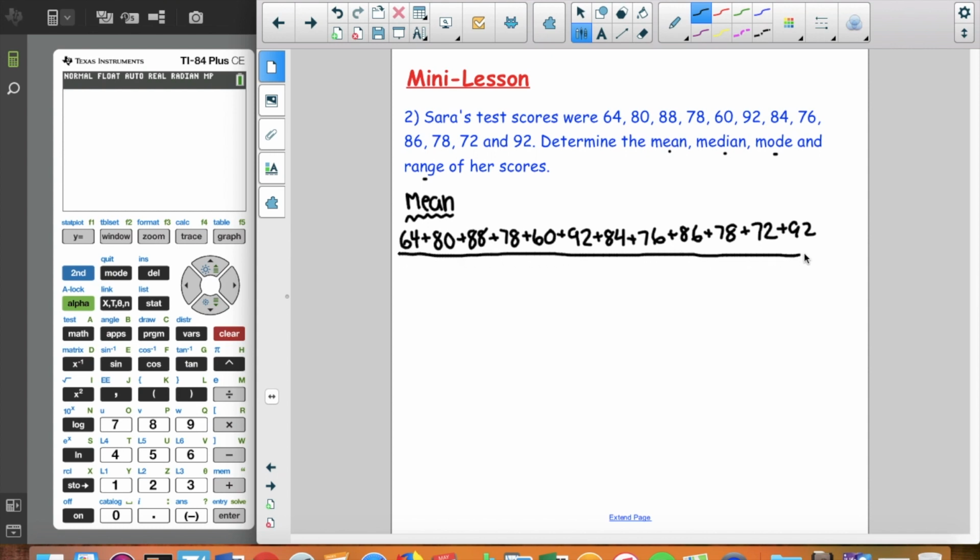All divided by the number of values that there are. So there are 1, 2, 3, 4, 5, 6, 7, 8, 9, 10, 11, 12 values. Okay, so let's find what the sum of that is.